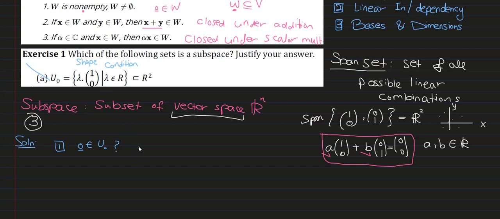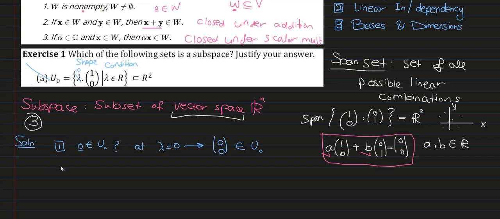Setting lambda to 0, at lambda equals 0, the vector will be what? The vector will be (0, 0), right? Because we apply the scalar multiplication. If lambda is 0, we distribute 0 times 1 and 0 times 0, so we get the 0 vector, and in this case the 0 vector will belong to U0. If we expanded this set, it will include the vector (0, 0).